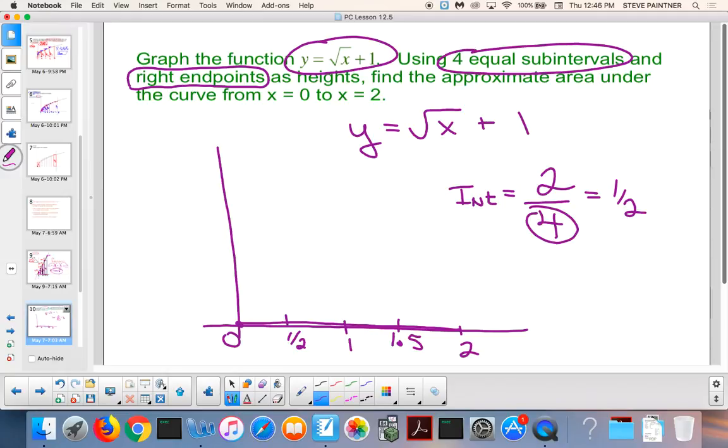Okay, now, ready? You gotta get your graph. Okay, so let's put 0 in. What's the square root of 0 plus 1? 1. Okay, there it is. You have a point right here. It's 0, comma 1. Okay, now put in a half. What's the square root of 1/2 plus 1? I don't expect you to know that. Type it in. Type it in.